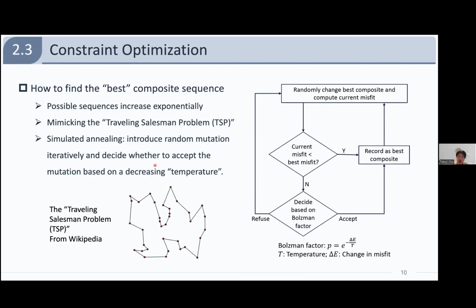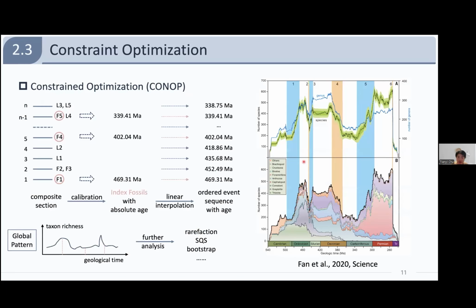Now, the challenge is, how do we actually find the best composite sequence? Since the number of possible event orders increases exponentially, CONOP uses an approach inspired by the traveling salesman problem. It applies simulated annealing, which introduces small random changes and evaluates whether to keep them based on a cooling temperature function. This helps escape local optima and move toward a global minimum misfit.